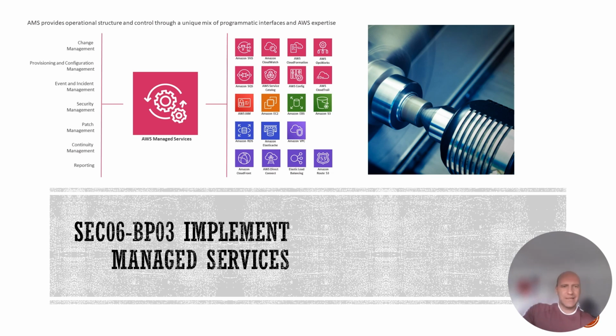And also, as you can see, there are a number of AWS management services that can help you reduce the burden and reduce the management of actual resources. You can provision things like change management, provisioning and configuration management, event and incident management, security management, patch management, continuity management, and reporting. So as you can see, most of the resources on the right can be part of the AWS managed services, and this can greatly reduce the burden on security.